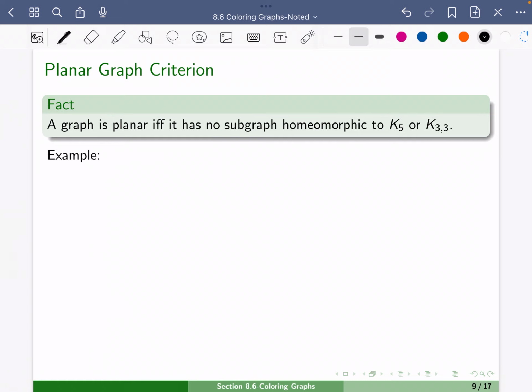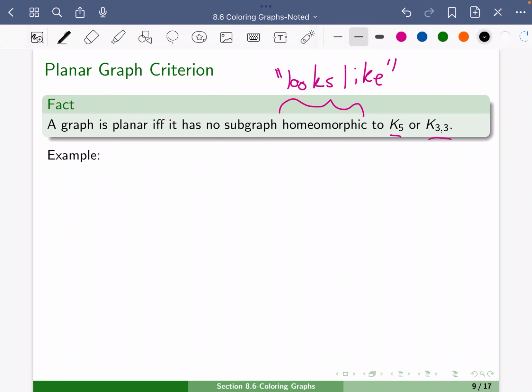It turns out that a graph is planar if and only if it has no subgraph that is homeomorphic to K5, a complete graph on 5 vertices, or K33, that complete bipartite graph. And when we say homeomorphic, we're really saying it does not have embedded in it somewhere this K5 or K33.